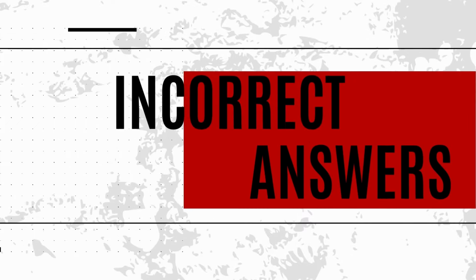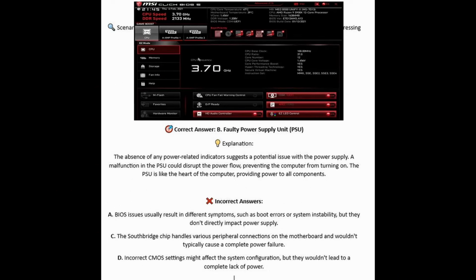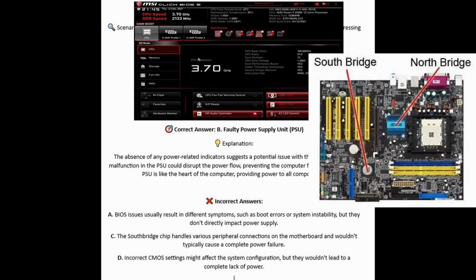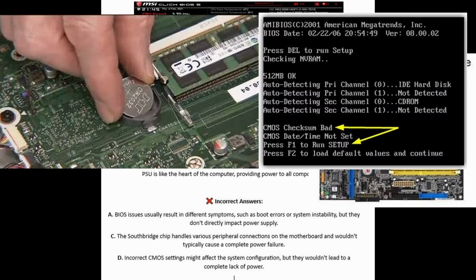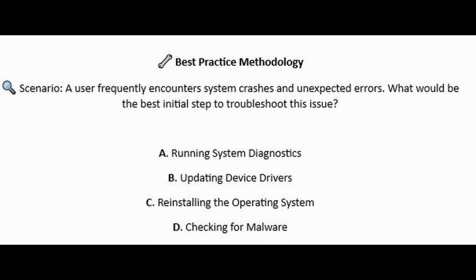And now for the incorrect answers, BIOS issues usually result in different symptoms such as boot errors or system instability, but they don't directly impact power supply. The Southbridge chip handles various peripheral connections on the motherboard and wouldn't typically cause a complete power failure. And incorrect CMOS settings might affect the system configuration, but they won't lead to a complete lack of power. And for the next question of our exam, question number 7.